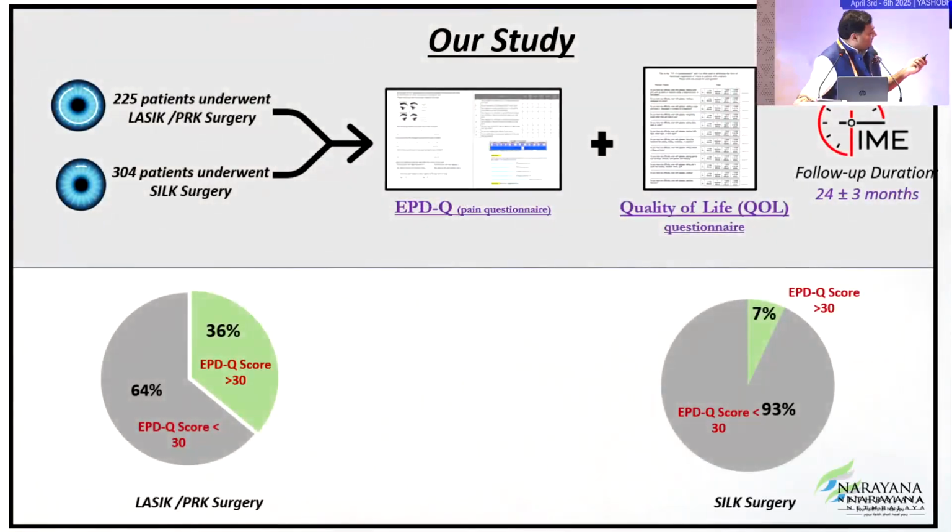So when you look at those nociceptive factors, the ones which come to your clinic for years together with some irritation, pain, stress, cold intolerance, and multiple things, you can see that with SILK, we found that it was much lesser compared to what we see with PRK or LASIK. And both of them have very similar dry eye metrics. That means dry eye was not the factor here. It was the factors of nociception.